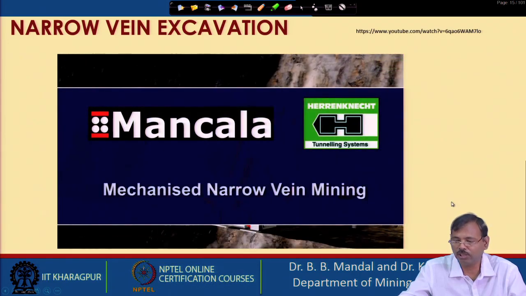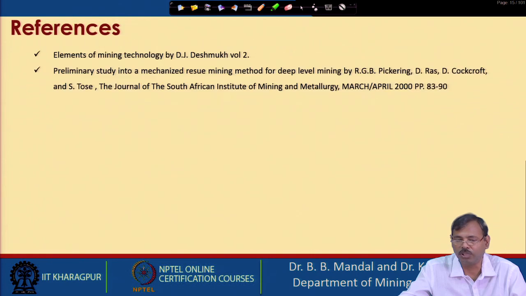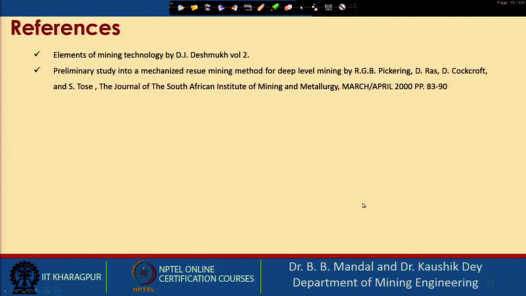So, like this way almost close to 100% excavation of the valuable minerals can be carried out using this large dia drilling cum excavation system. So, this is more or less about the excavation of the narrow vein deposit. We have seen the resuing method as well as the drilling methods are available for excavating these deposits. This is all from this lecture on excavation by resuing method. Thank you.